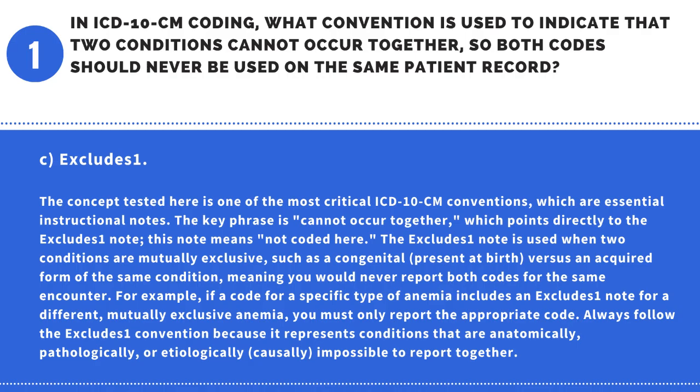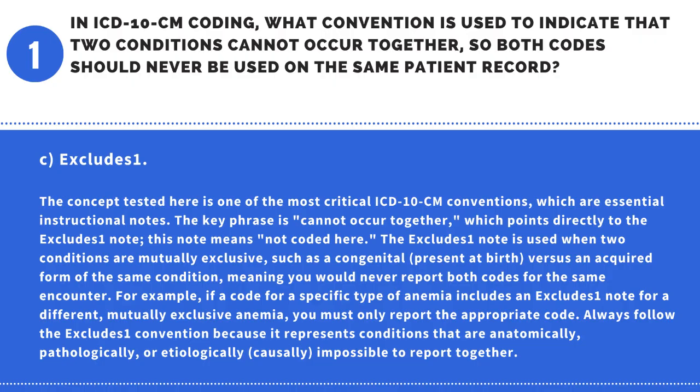Answer C. Excludes 1. The concept tested here is one of the most critical ICD-10-CM conventions, which are essential instructional notes. The key phrase is "cannot occur together," which points directly to the Excludes 1 note. This note means "not coded here." The Excludes 1 note is used when two conditions are mutually exclusive, such as a congenital (present at birth) versus an acquired form of the same condition, meaning you would never report both codes for the same encounter.